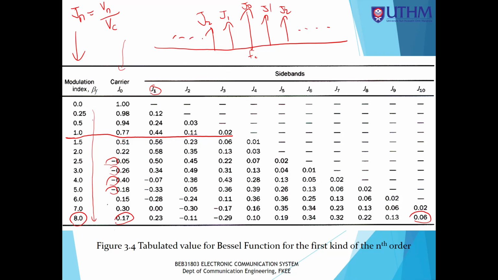So, the higher the value of beta, the wider would be the bandwidth. Okay? So, lagi besar nilai beta, lagi besar nilai bandwidth. Okay? So, this is how you need to understand the table. Okay, because you're going to use this table to do the calculation.